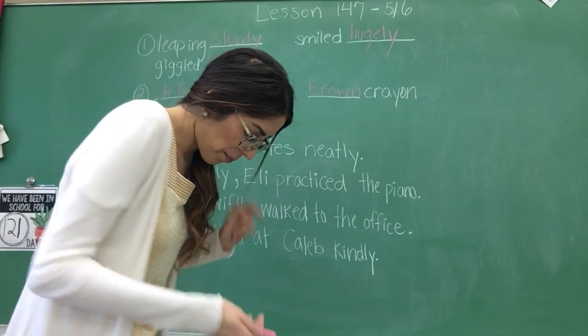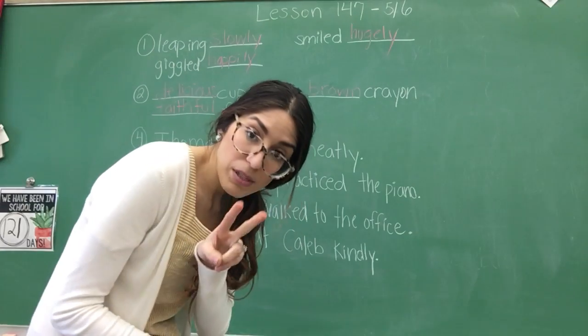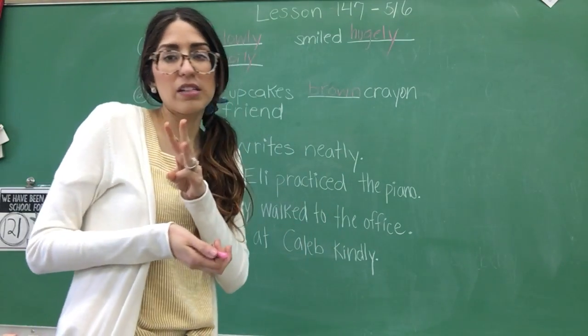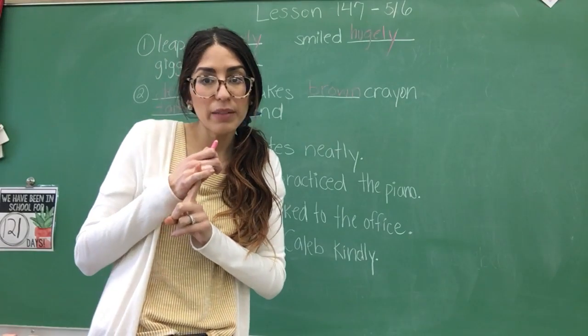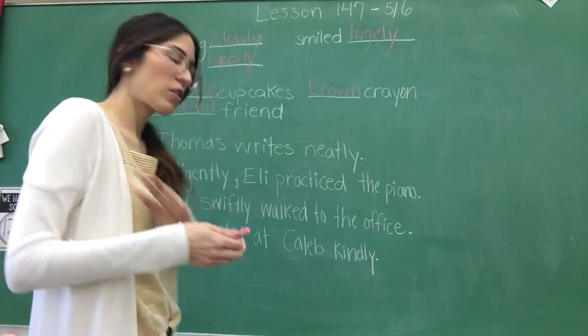So, number 4, we're going to read the sentences. We're going to underline the verbs 2 times, circle the adverbs, and then we're going to draw the arrow from the adverb to the verb. That's it, just 3 things. We're going to find the verb, underline it. We're going to circle our adverb, put the arrow to the verb. That's it, just 3 things, okay?